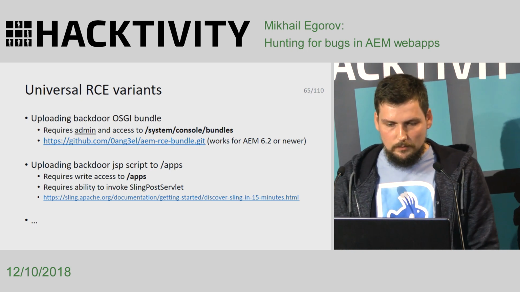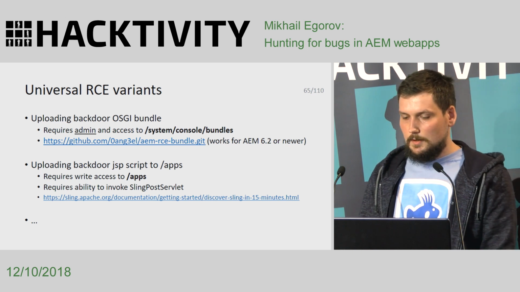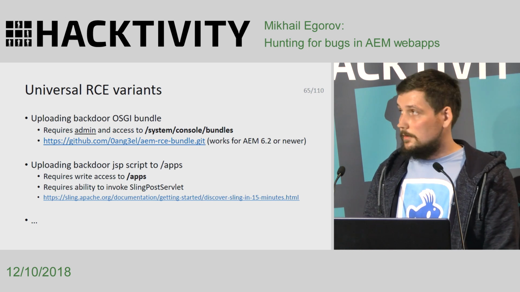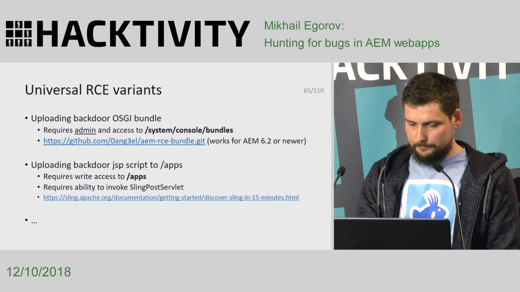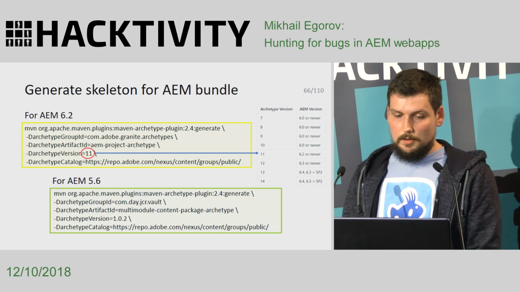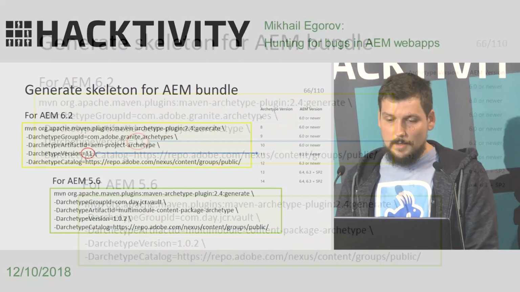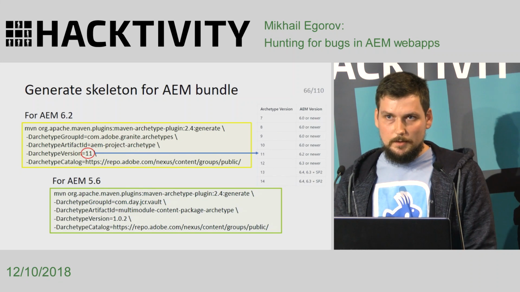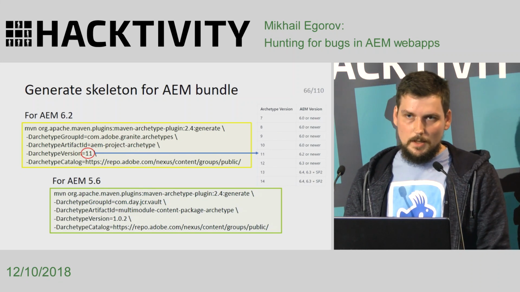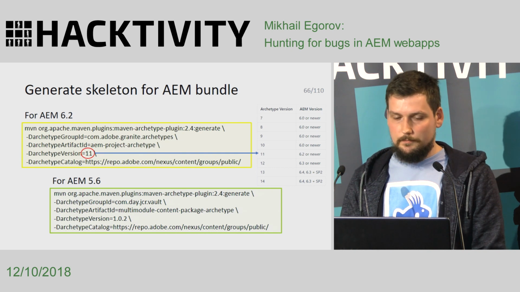For the second way, you should have write access to the apps node and the ability to create new content with the Sling POST servlet. My OSGI backdoor POC works for AEM version 6.2 or newer versions. If you need a backdoor bundle for an older version, you can generate a skeleton project using the shown Maven commands, and then backport the backdoor servlet class from my project to the newly created skeleton.